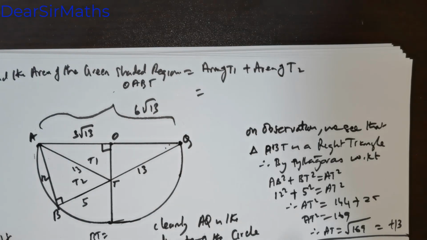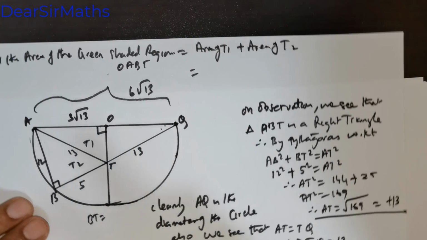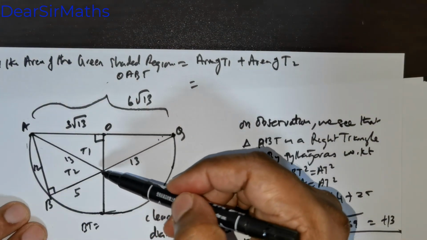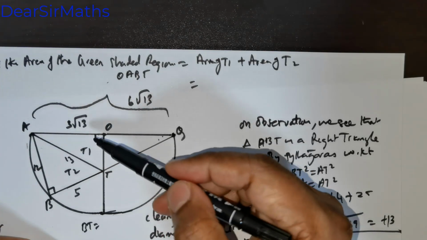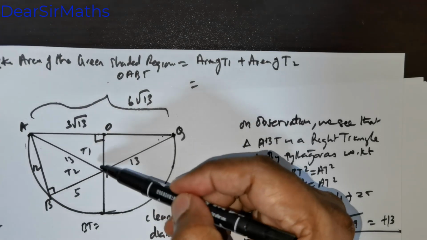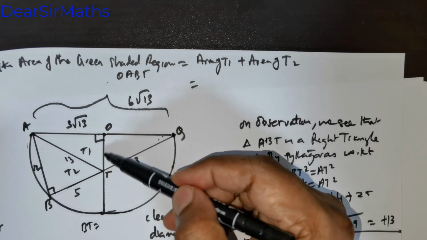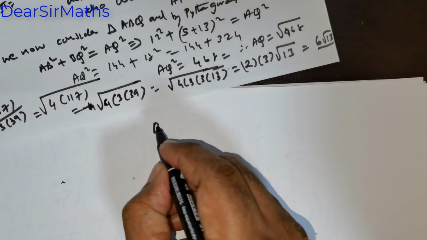So let me use the other page. Now clearly you can see this is a right triangle, and if you know this side, you can use the base into height formula, right? So that's exactly what I'm trying to get at. What I'm trying to get at is I'm going to get this side, OT. So by Pythagoras, let me write that.